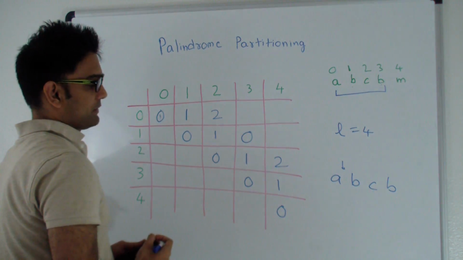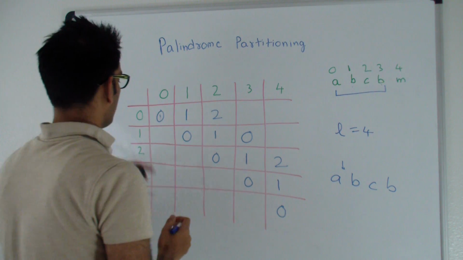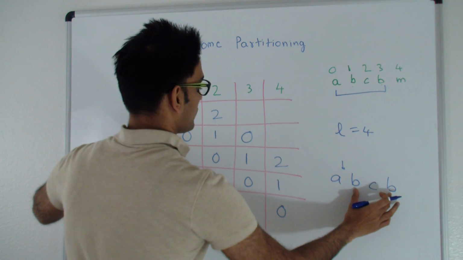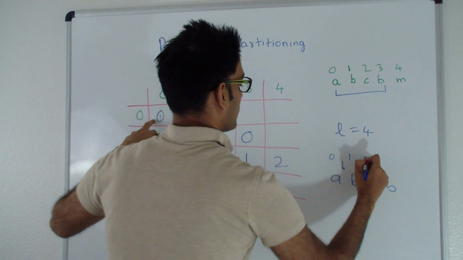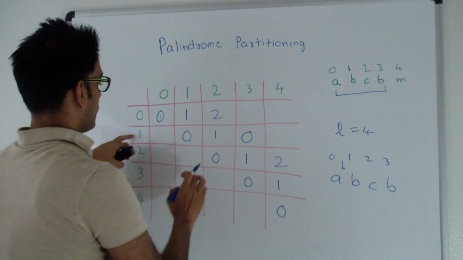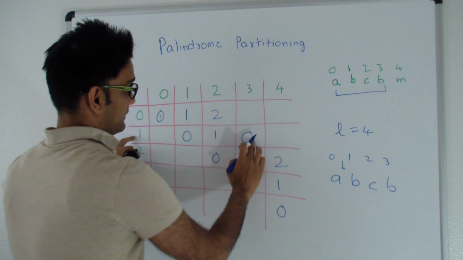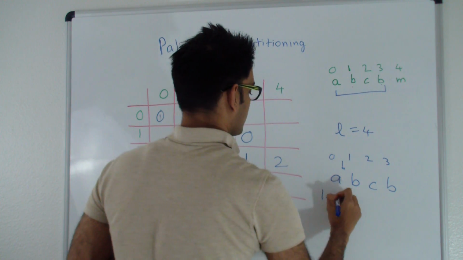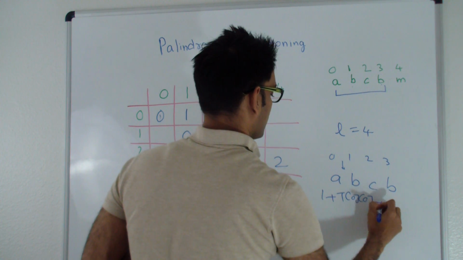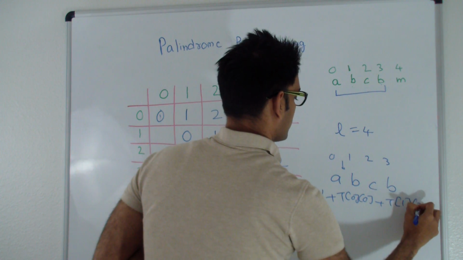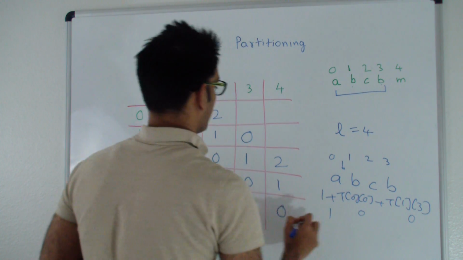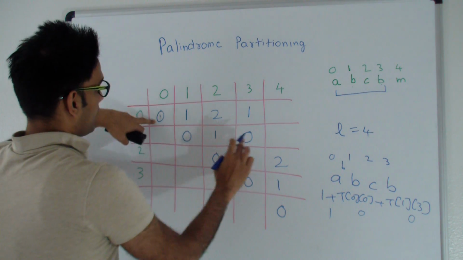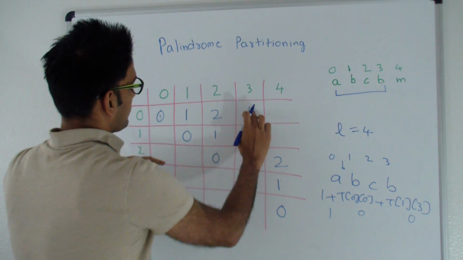If I split at this point, the minimum number of splits will be, this is 0, 0, plus this is 1, 2, 3. 1, 2, 3 is 0, and 0, 0 is 0. So the minimum number of splits will be 1 plus T of 0, 0 plus T of 1, 2, 3. So this is 0, and this is 1. So 0 to 3 will be 1. Again, 0, 0 plus 1, 2, 3 is 0 plus 1.